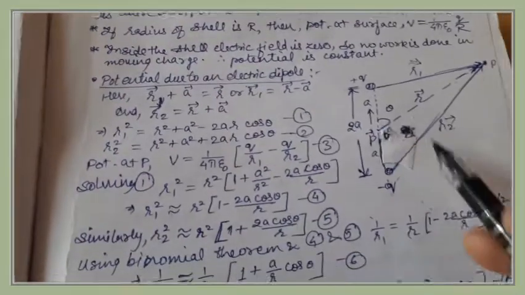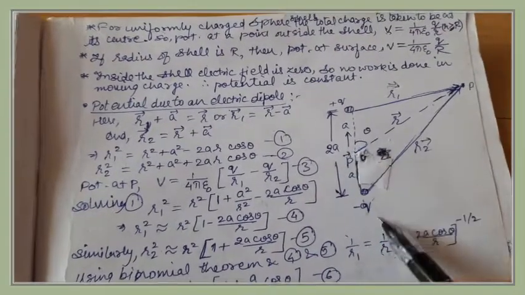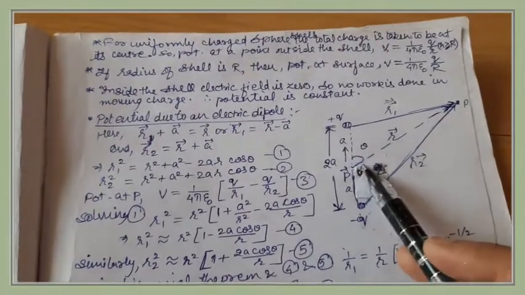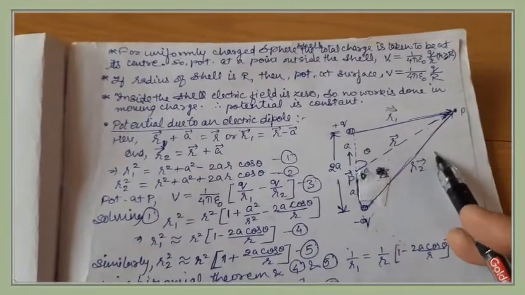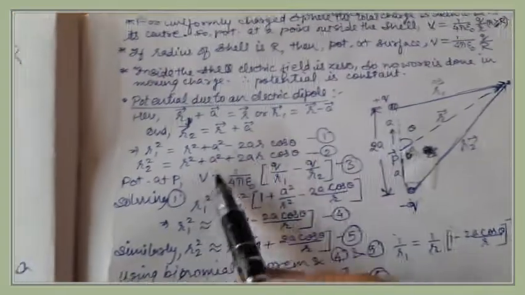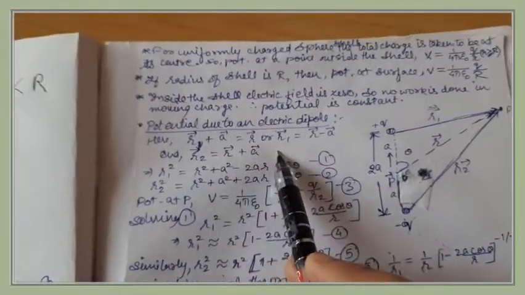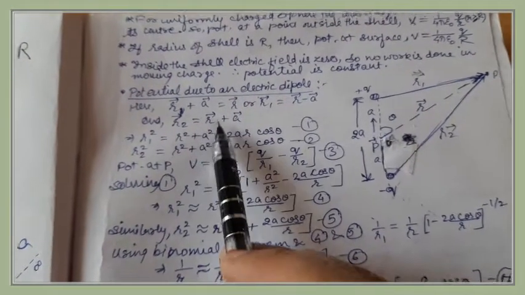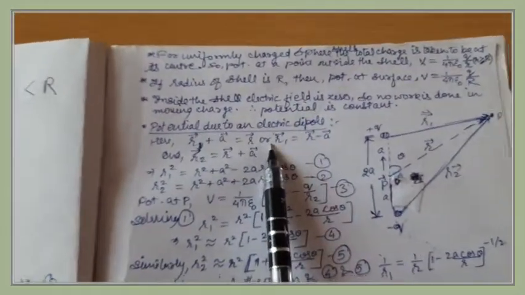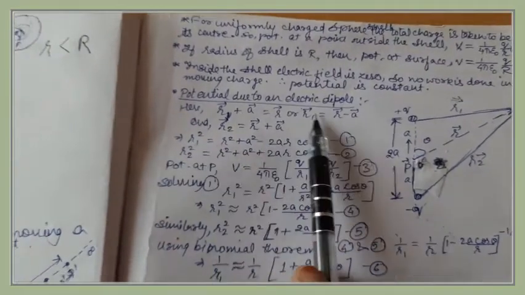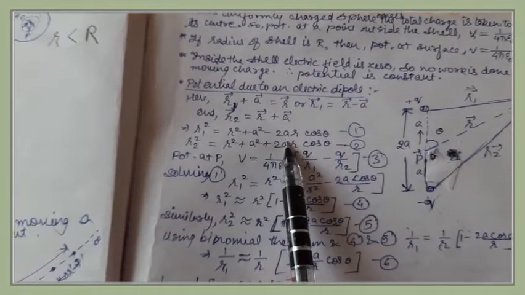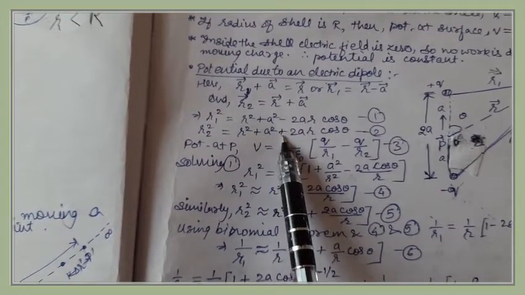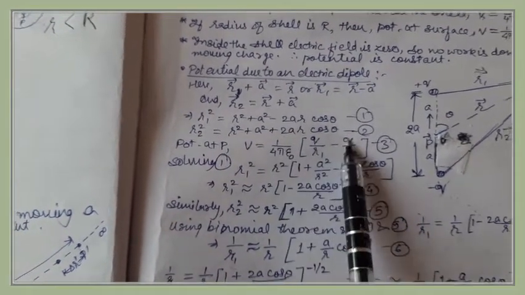Similarly, in the other triangle, you see again the vector a is from negative to positive charge, so vector a and vector r are along the same order while r2 is along the opposite order. That's why r2 is vector r plus a. In this way we determine the values of r1 and r2 both. Now according to the rule, the magnitude of r1 which is r minus a is given by the square root of r square plus a square minus 2ar cos theta, while that of r2 is given by r square plus a square plus 2ar cos theta.